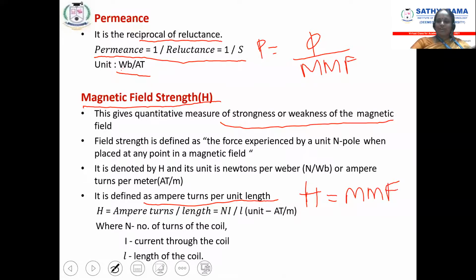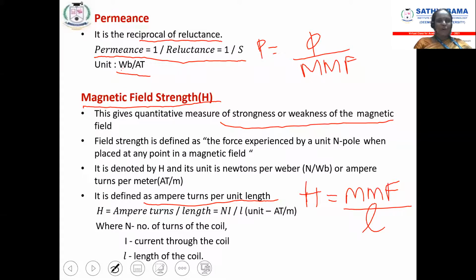mmf by L. So magnetic field strength is used to measure how strong or weak the magnetic field is. So how will we define the magnetic field strength now? H equal to mmf by L. And you may ask, ma'am, is there only one formula for magnetic field strength?